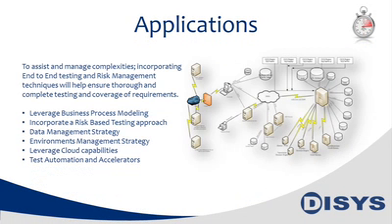To assist and manage those complexities, our experience is incorporating end-to-end testing with risk management techniques. It helps ensure thorough and complete testing and coverage of the requirements. These techniques and experiences over time, we do leverage business process modeling, incorporating the risk-based testing approach, of course, having a sound data management strategy, environment management strategy, and then to provide some of those capabilities as we go through, we'll understand how we can leverage cloud capabilities to help us test, and of course, back to test automation and accelerators.